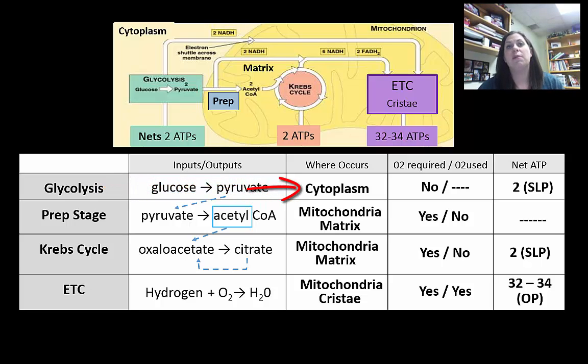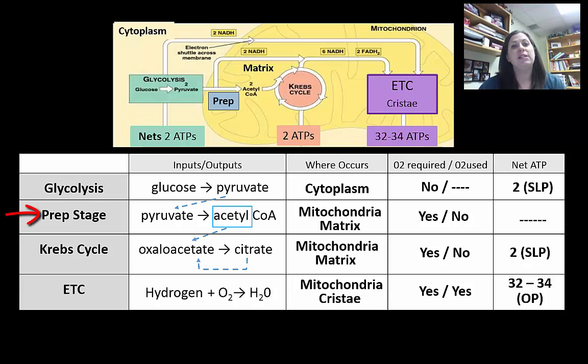This happens in the cytoplasm of the cell, so make sure you know that that's where it occurs. And there is no oxygen required here. Glycolysis is actually a form of anaerobic respiration where oxygen is not needed. Fermentation would be another example of anaerobic, no oxygen needed. Now in this case, we're going to make 2 ATP out of this step. The pyruvate that was created in glycolysis is then going to be sent into the prep stage.